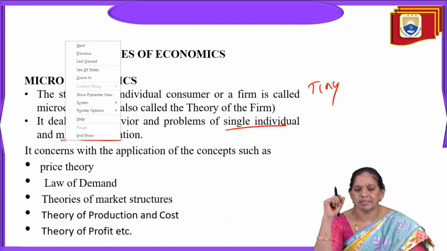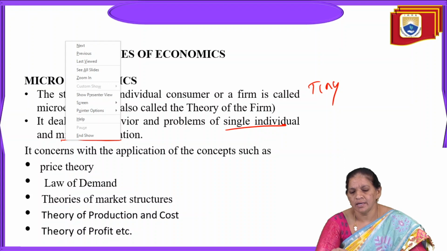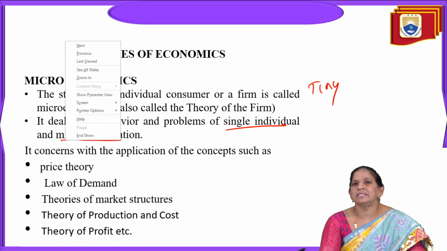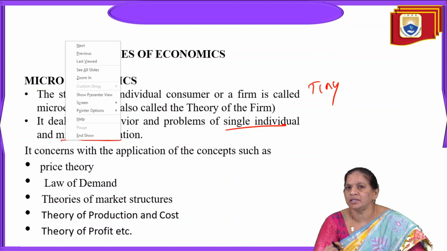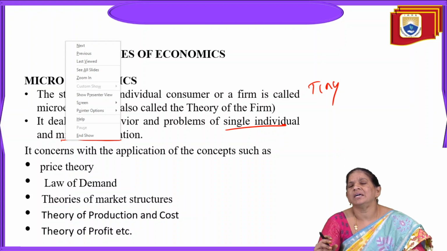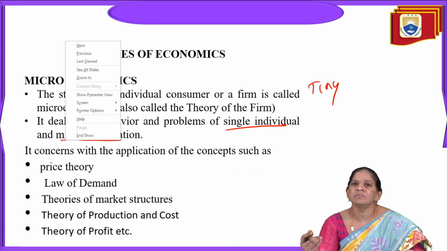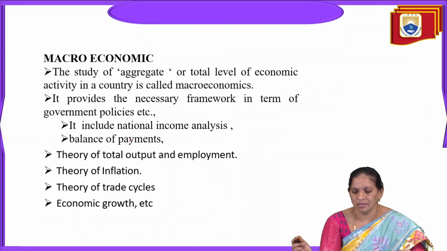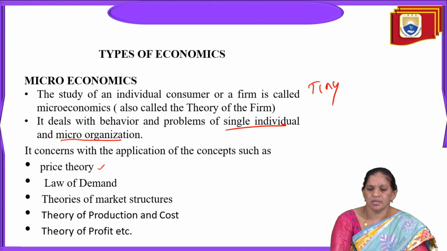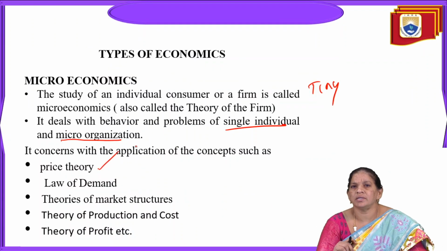When we come to the applications of microeconomics, it deals with the different concepts of every organization. The main concept of the organization is called price theory. Price theory means the main basic requirement of any production activity is to decide the price. So what price has to be decided there?